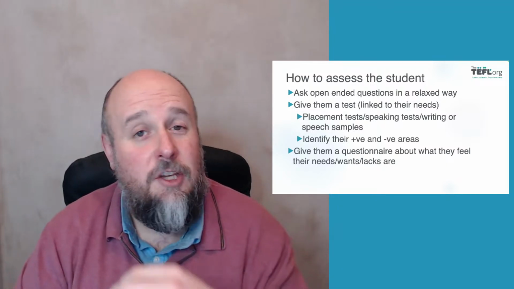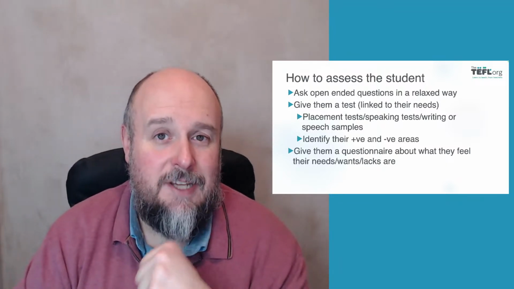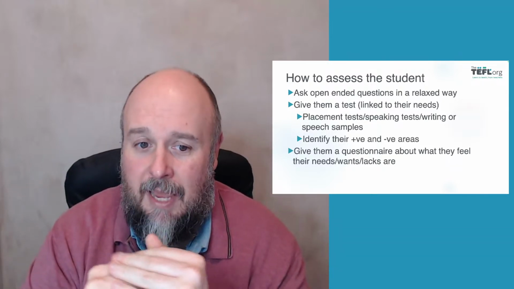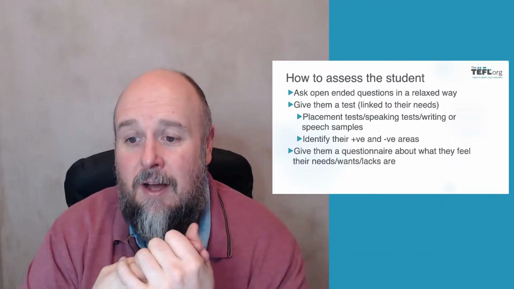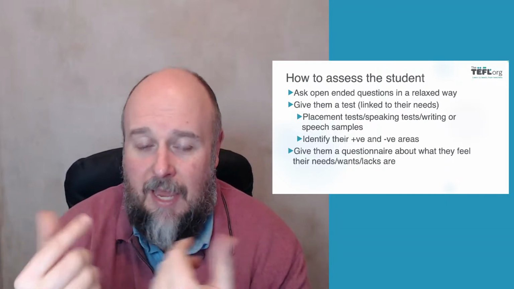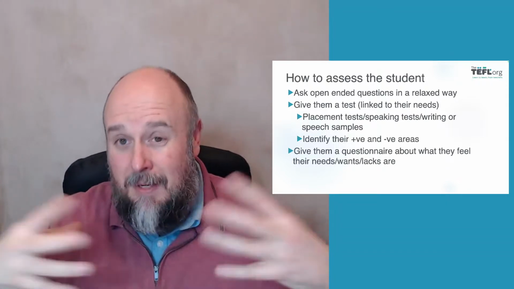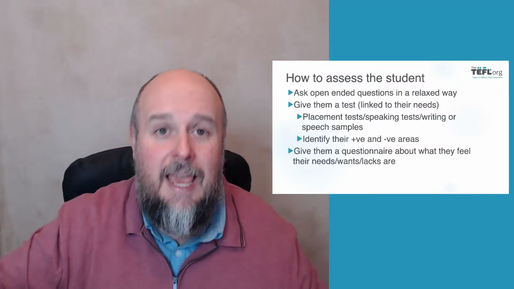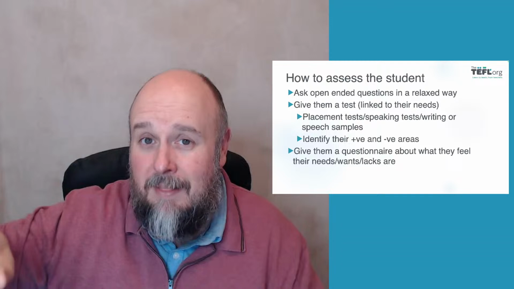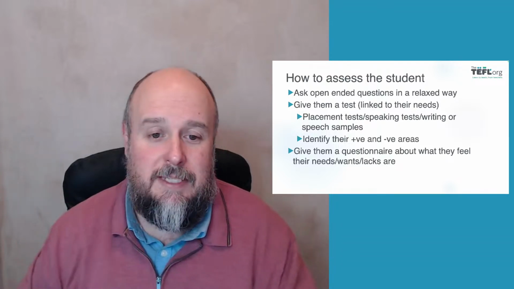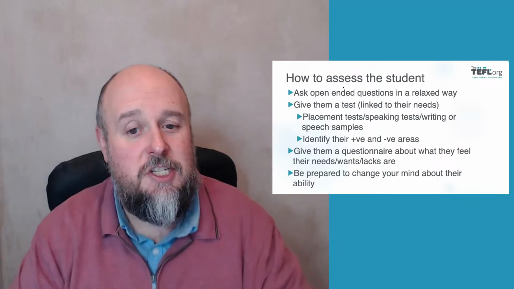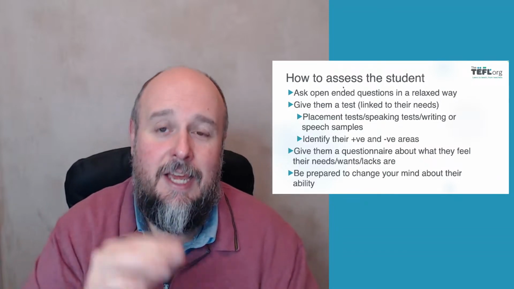Right. Then you can ask them what their lacks are. So what do you think your weaknesses are? Okay. You can also ask them what their strengths are, but they might say fluency. Okay, fine. And then you maybe work on fluency in the first couple of lessons, and if you think their fluency is actually better than they believe, you move away from fluency. Right. You've really got to be prepared with one-on-one students to change your mind about their ability.